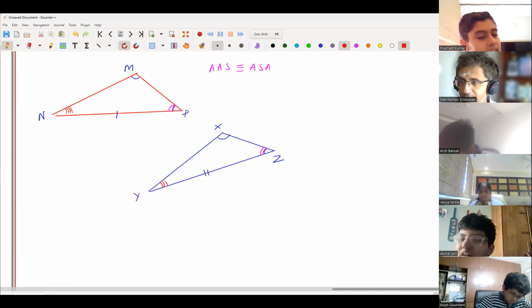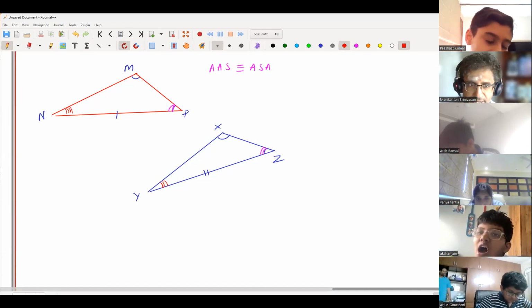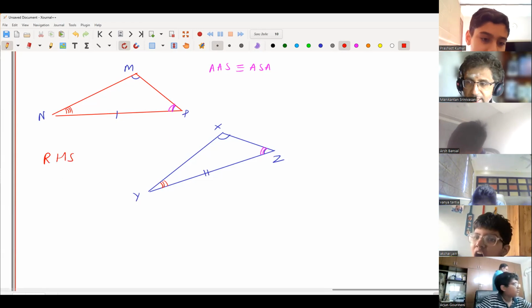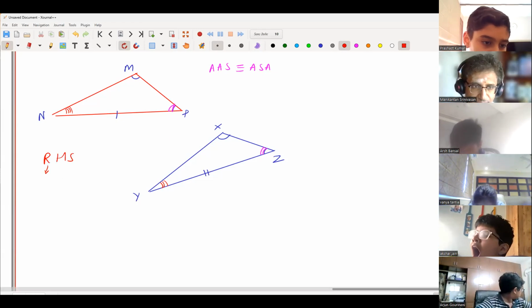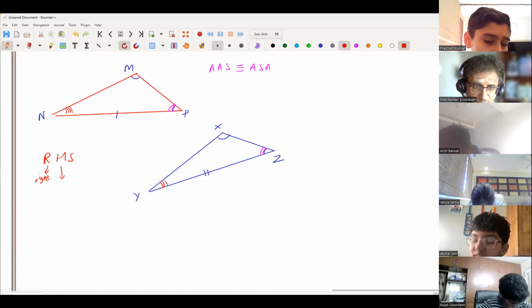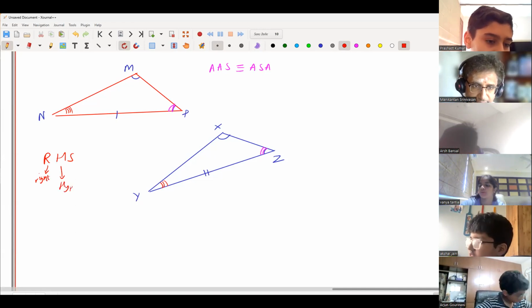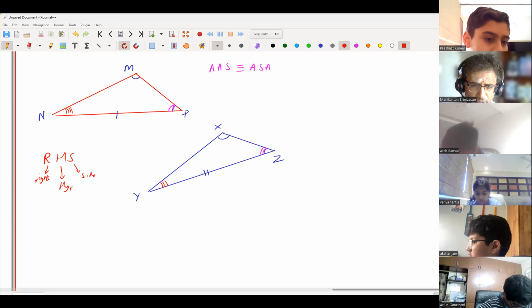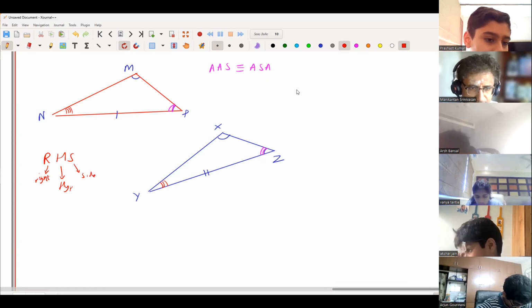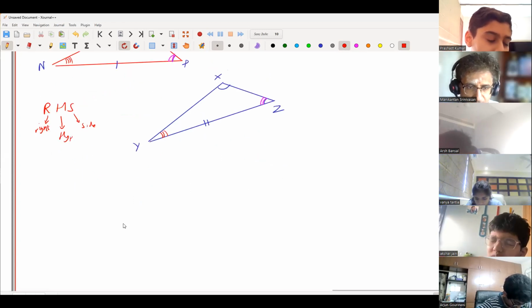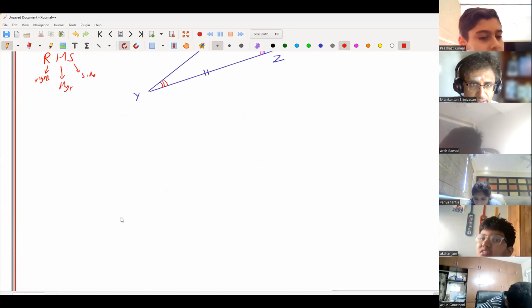There's one other congruency, which is RHS. RHS is, R stands for right. Okay, in other words, it's a right angle triangle. And H stands for hypotenuse. And S stands for side. Okay, so let's draw two right angle triangles to understand this. So I'll just draw two right angle triangles.